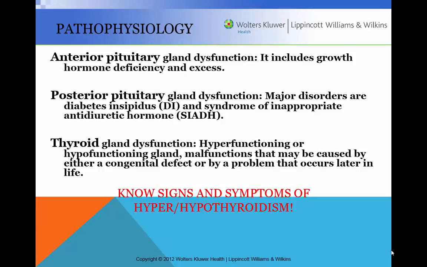All right, then looking at the pathophysiology, you've got your anterior pituitary gland dysfunction. That's going to include growth hormone deficiency and growth hormone excess. Both are covered in your textbook. Growth hormone excess, we're looking at gigantism and acromegaly, and it goes into those particular disease processes. Your posterior pituitary gland dysfunction, your major disorders are diabetes insipidus and syndrome of inappropriate antidiuretic hormone.